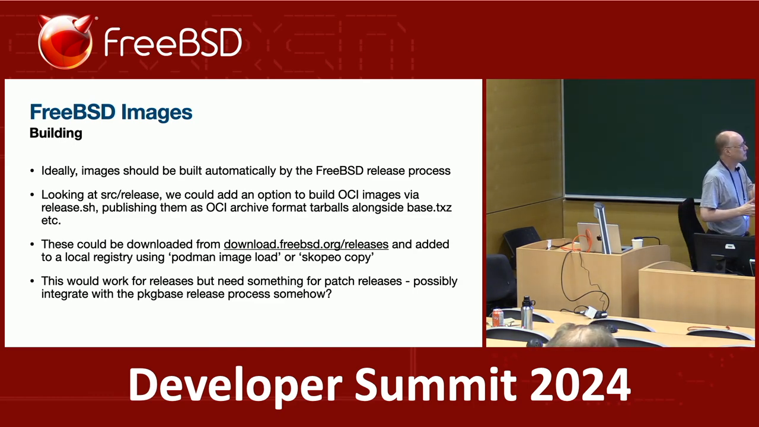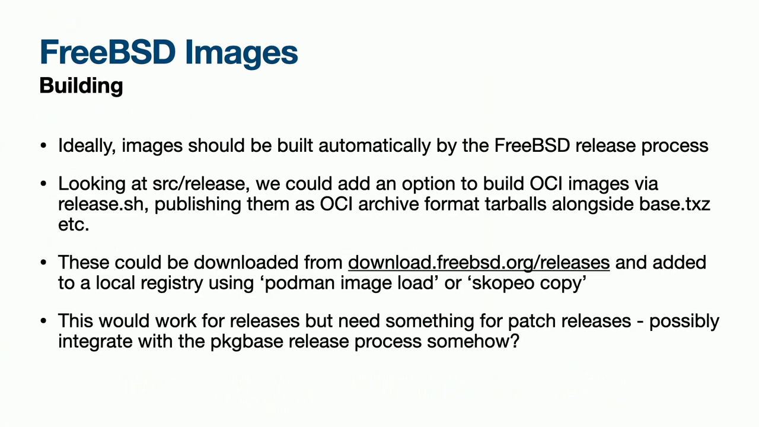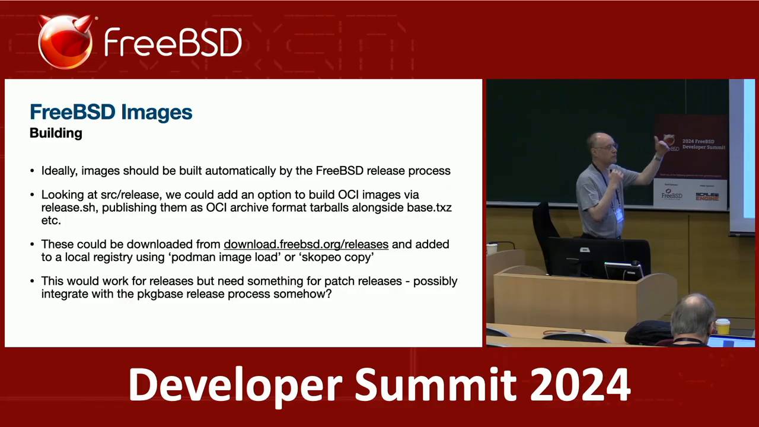I've looked into hacking on the source/release part of the source tree, changing release.sh to add an option to build OCI images. We could export these images as OCI archives, which basically takes all of the objects, the layers, the manifests, the image lists, and adds them to a standardized format tarball. So those artifacts could then be published alongside base.txz, perhaps, or somewhere else.